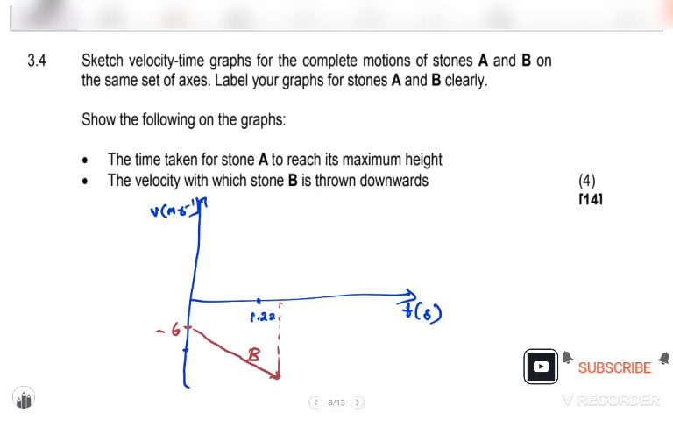And then for stone A, since it was going upwards first, the velocity was decreasing. At this point, since it's a turning point, the velocity was zero. And then after that, the velocity started to increase up to a certain point. You see, so this is how you can draw your graph and then you collect your intercepts.